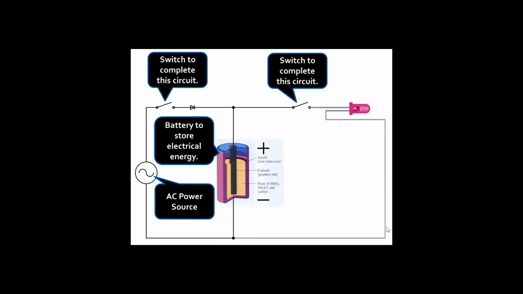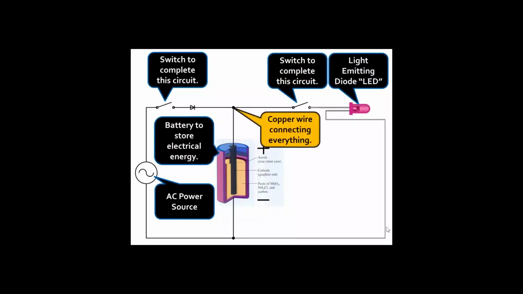Now we also have a switch to complete the circuit from the AC power source to the LED or from the battery to the LED. We have a light emitting diode, which, we're not going to get into the discussion of how the light emitting diode works, but it basically is a conductor, but it has some semiconductor material in there that gives off light instead of heat. And then of course copper wire is connecting everything.